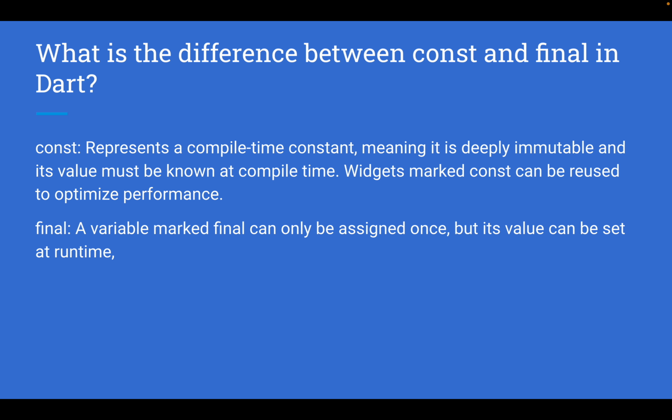What is the difference between const and final in Dart? const represents a compile-time constant, whereas a final variable is a runtime constant. Const means it is deeply immutable and its value must be known at compile time. Widgets marked const can be used to optimize performance. A variable marked final can only be assigned once, but its value can be set at runtime.